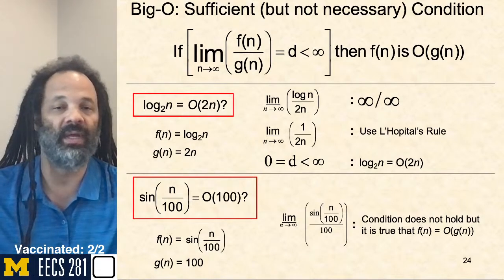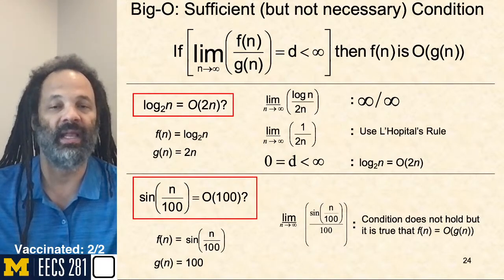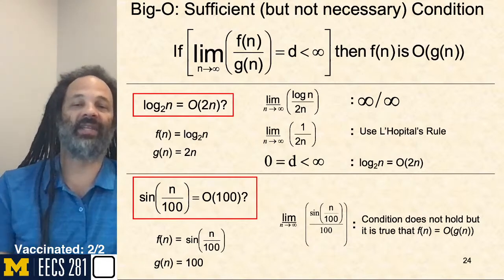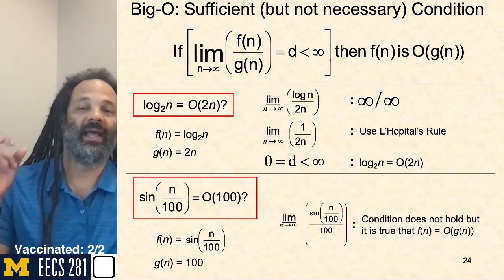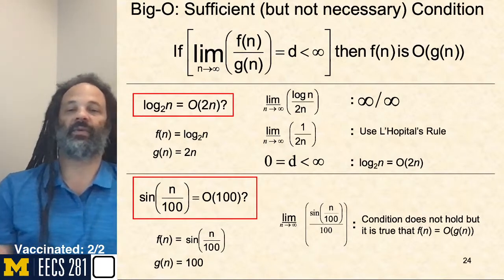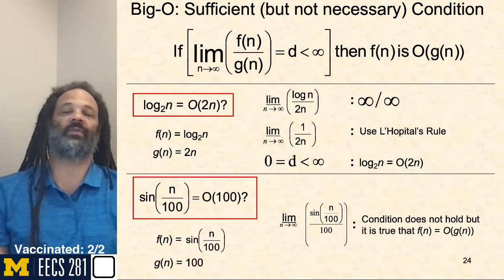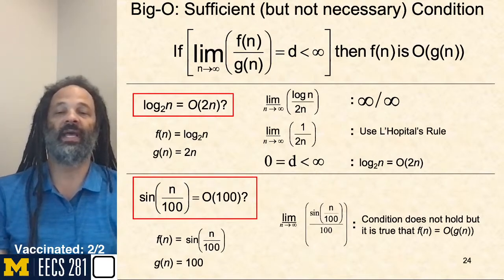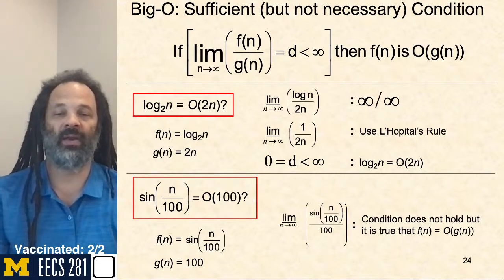1 over 2 times n, as n goes to infinity, looks like 0. So that does converge, and so I can say that log base 2 of n is definitely big O of 2n. That's great. How about this next one? This next one's got sine of n over 100. Is that big O of 100?